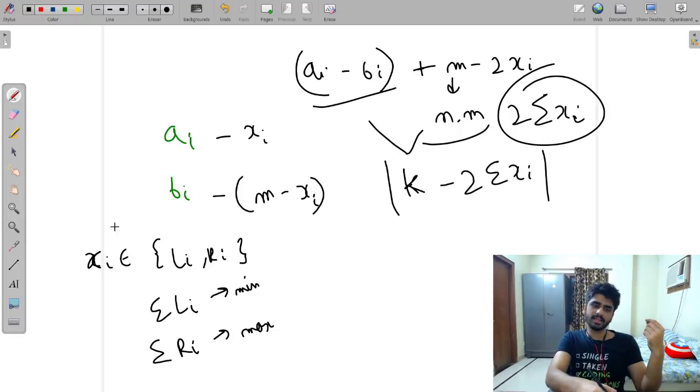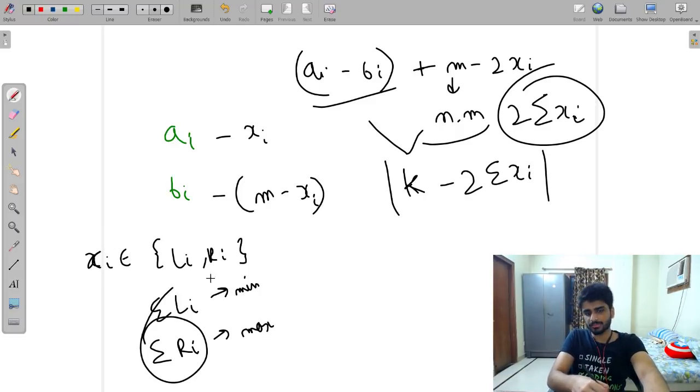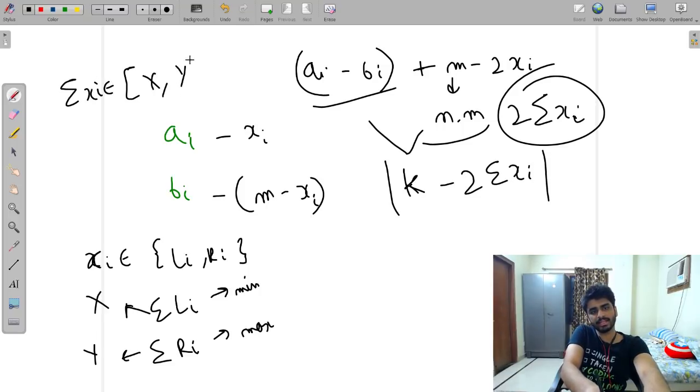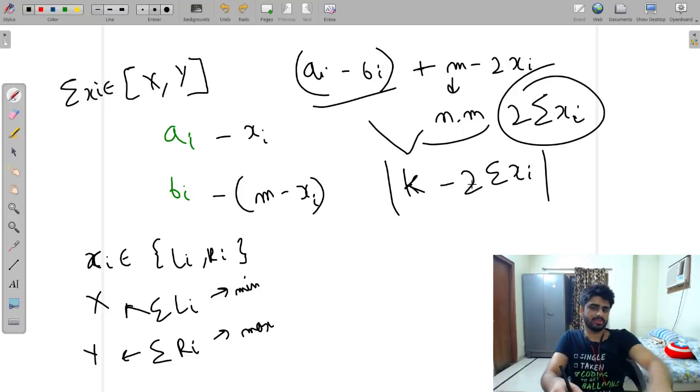And since in any of these dishes you can increase the value of xi by 1 very easily, the values of sigma xi can be anywhere between this minimum and maximum. So all of these values are possible. If I call sigma Li capital X, and sigma Ri capital Y, then sigma xi will belong to any value between capital X and capital Y, and you just have to choose the best value.